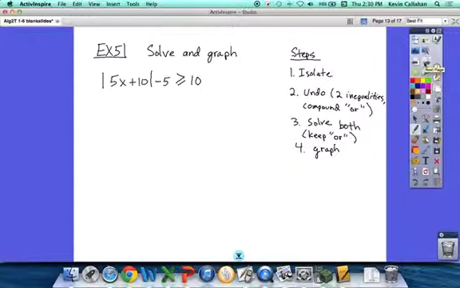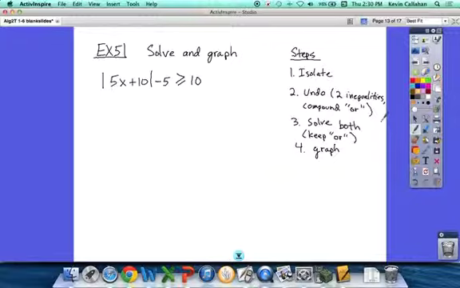So here's our steps. Again, very similar, but a little different. Still we isolate, and then we undo. For a greater than, we undo by writing 2 inequalities, and they are a compound or, right? They're tied together with or. We solve them both. We keep the word or, and we graph.